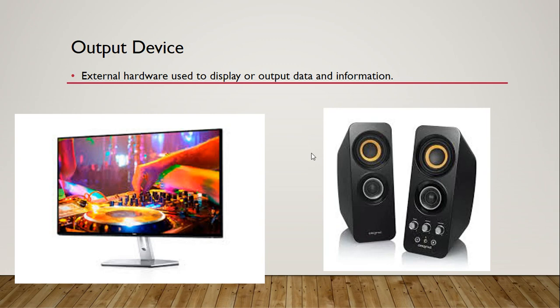A printer is also classed as an output device as well. So can you please write: output device equals external hardware used to display or output data and information, and then list two examples, the monitor and the speaker. Pause the video and then come back.